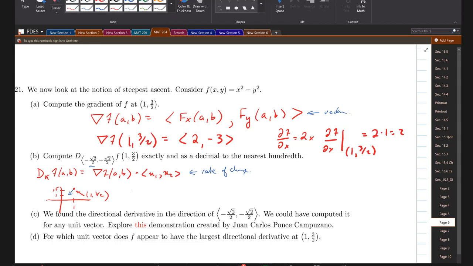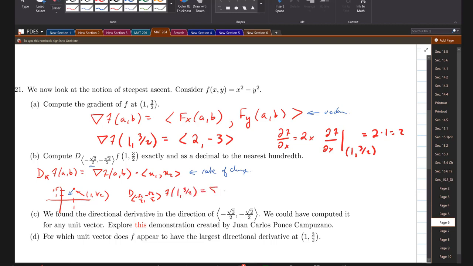And let's go ahead and do so. This is going to be the gradient. So let's see. Directional derivative for this unit vector here, minus square root of 2 over 2, minus square root of 2 over 2, for our function f at the point 1, 3/2. That's going to be the gradient of f evaluated at 1, 3/2, dotted with the direction vector that we want to head in.